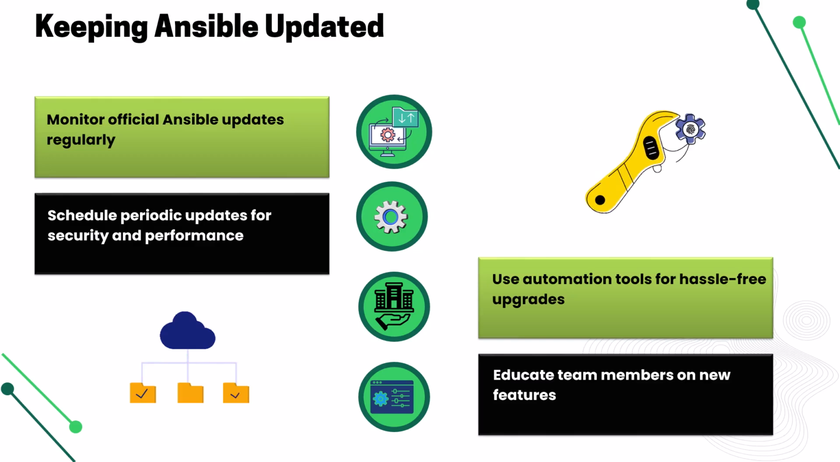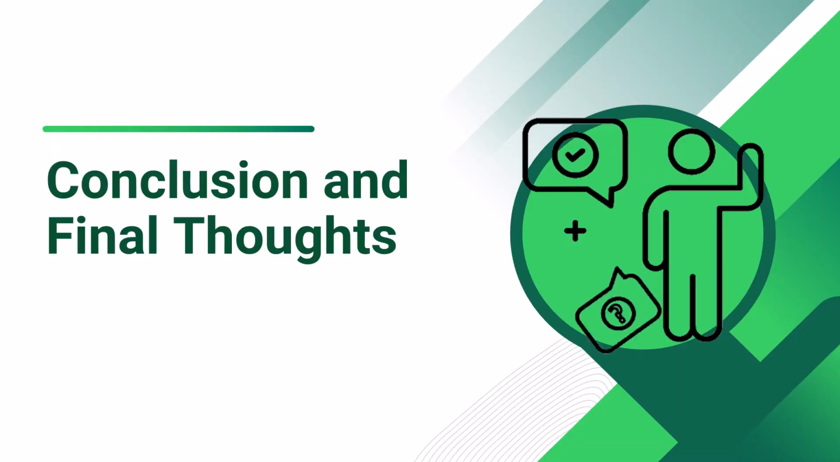Updating Ansible is like maintaining a car. You don't wait for the engine to fail before changing the oil. Keep an eye on official updates to stay ahead. Scheduling updates prevents security risks, like patching cracks before they become holes. Automation tools make upgrades painless. Why do things manually when machines can help? And don't forget to educate your team. Knowledge is power.